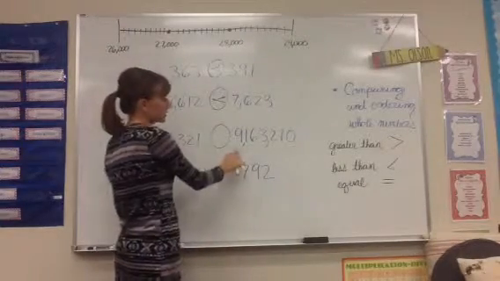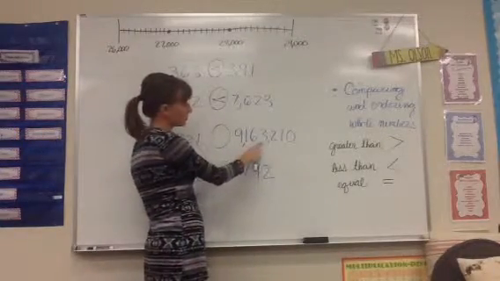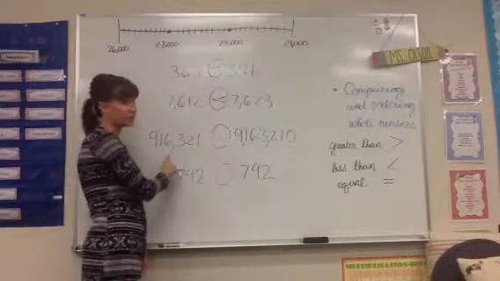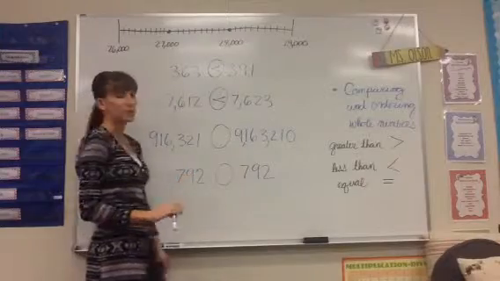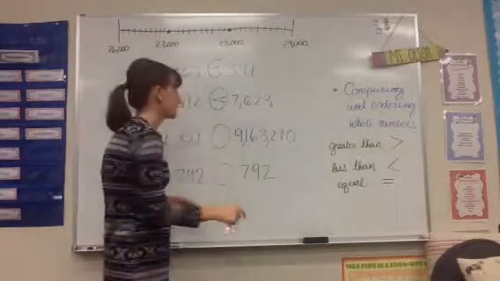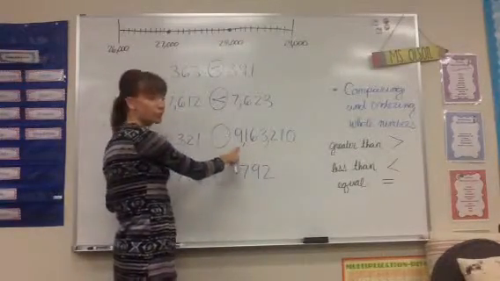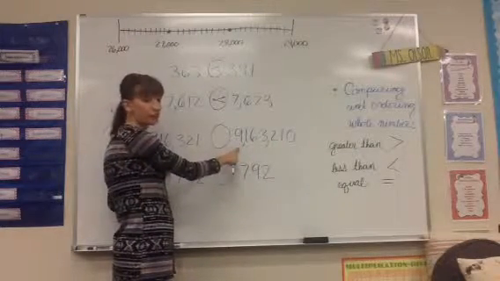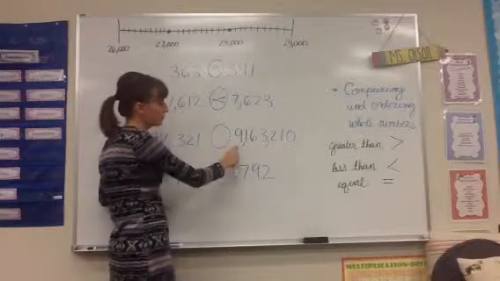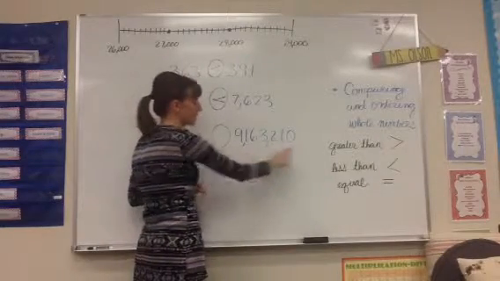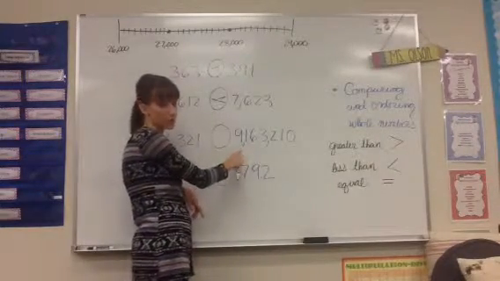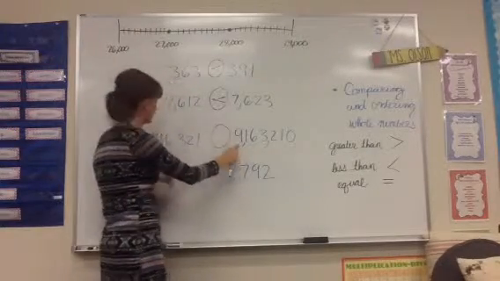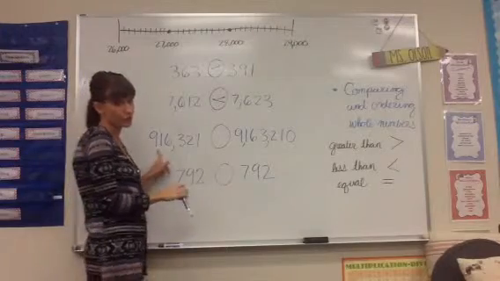This number is 9,163,210. This number is 916,321. Now you might be tempted to just look at that farthest right or the farthest left number. They're both 9s, but guess what? You can't compare those like that because this number has more digits. This number you already know is greater because it goes all the way up to the millions place. This number stops at 100,000s.